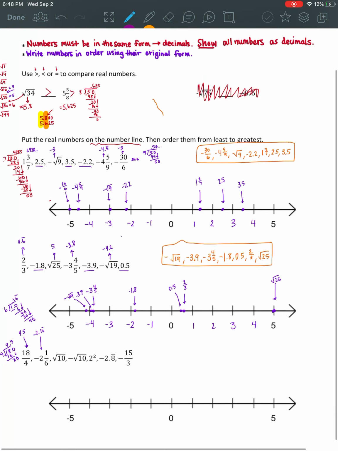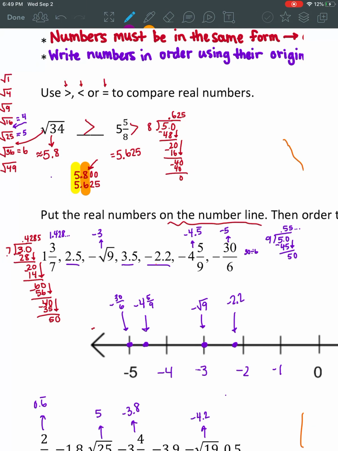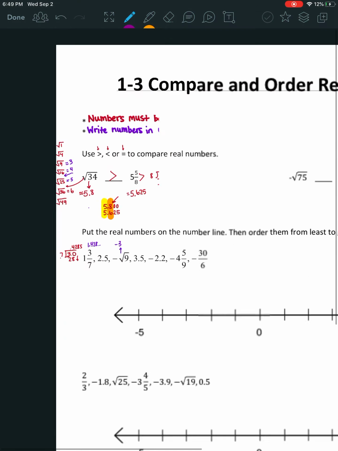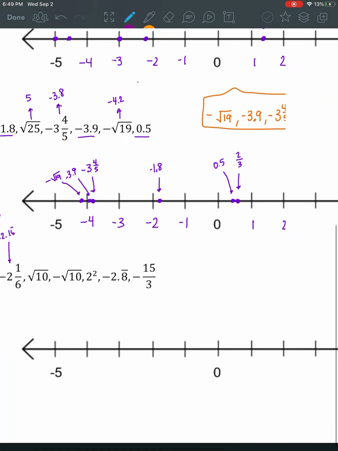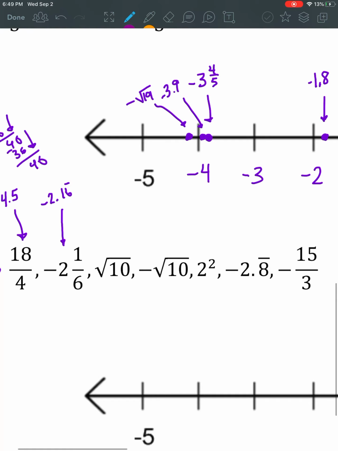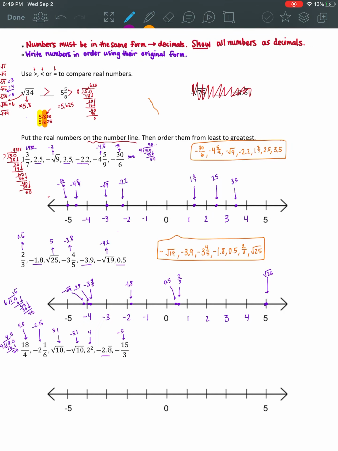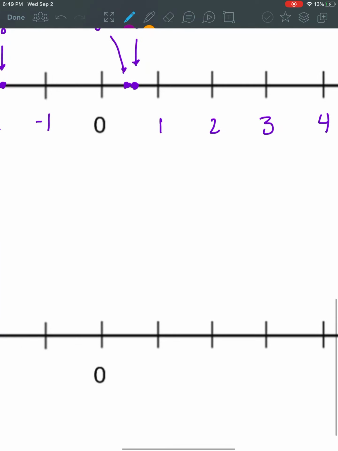Square root of 10 is super, super close to that square root of 9 up here. So there we go. The square root of 9 is 3. And then we know the square root of 10 has to be right after that. So I'm going to estimate it to be about 3.1. All right. Negative square root of 10, so it's the same thing, just the negative of it. 2 squared, 2 times 2. Negative 2.8 is a decimal. And then negative 15 thirds, negative 15 divided by 3. 3 goes into 15 5 times, so it comes out to an integer, a whole number.